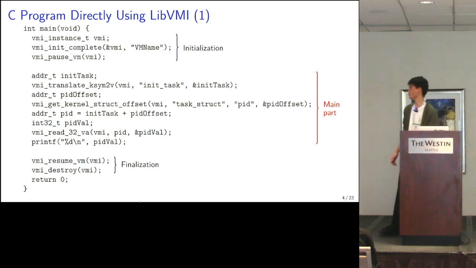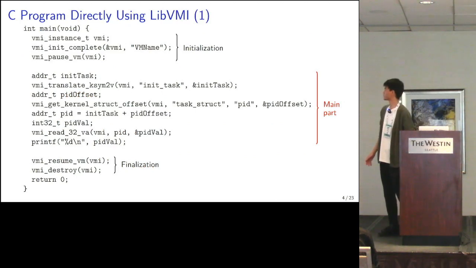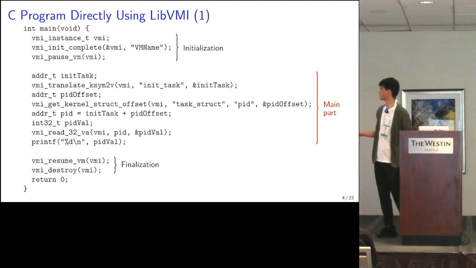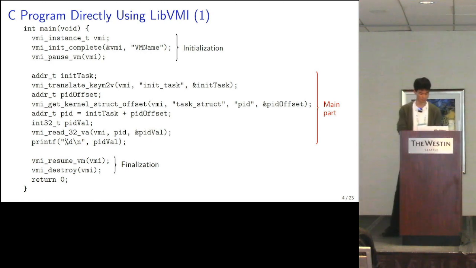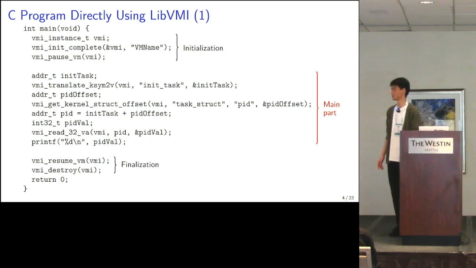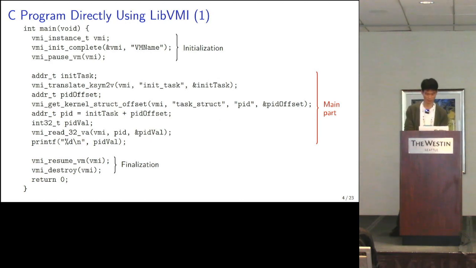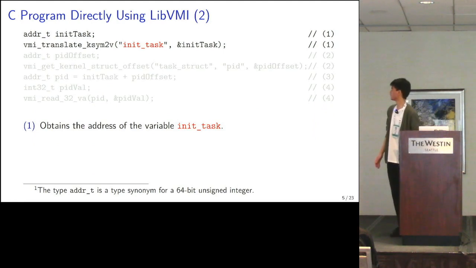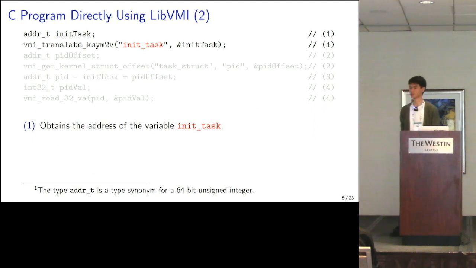So this slide shows a C program that directly uses the LibVMI library. There are three parts in this program: the initialization part, the finalization part, and the main part. Let me talk about the main part. The main part consists of 4 steps to retrieve the process ID.